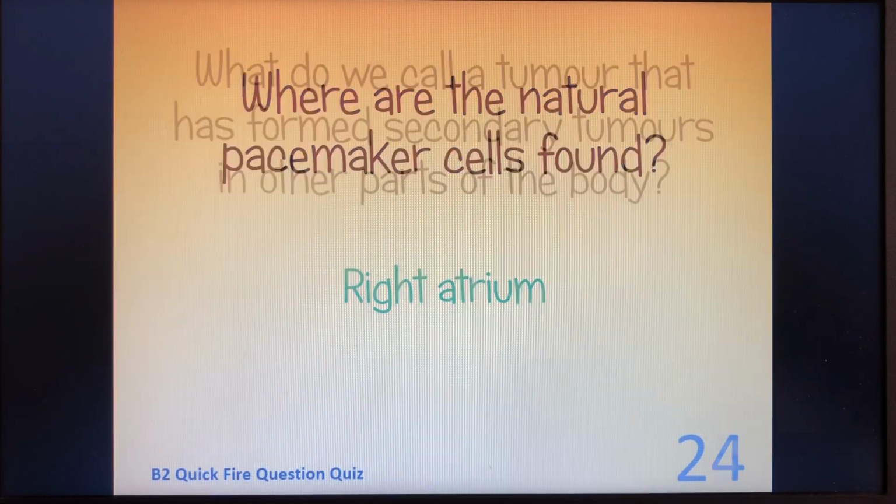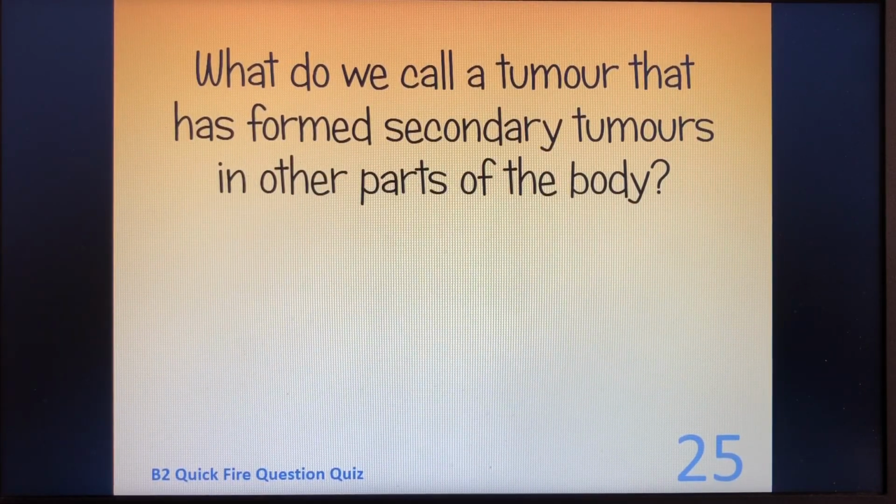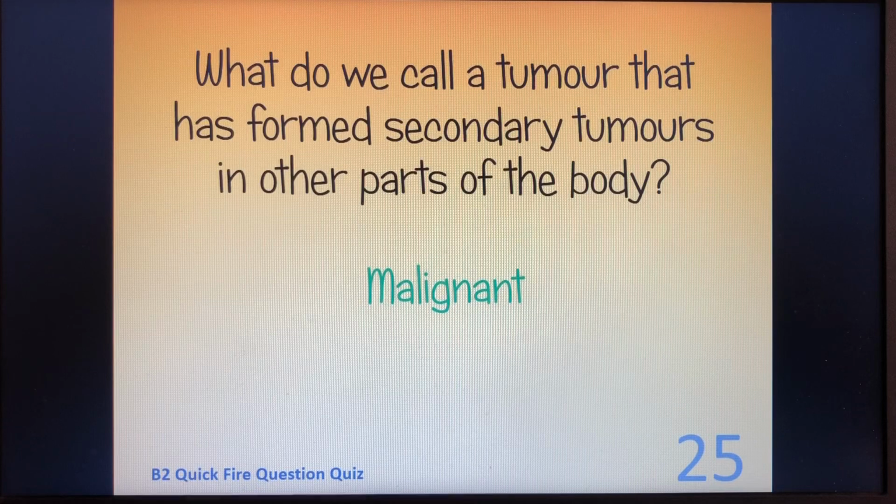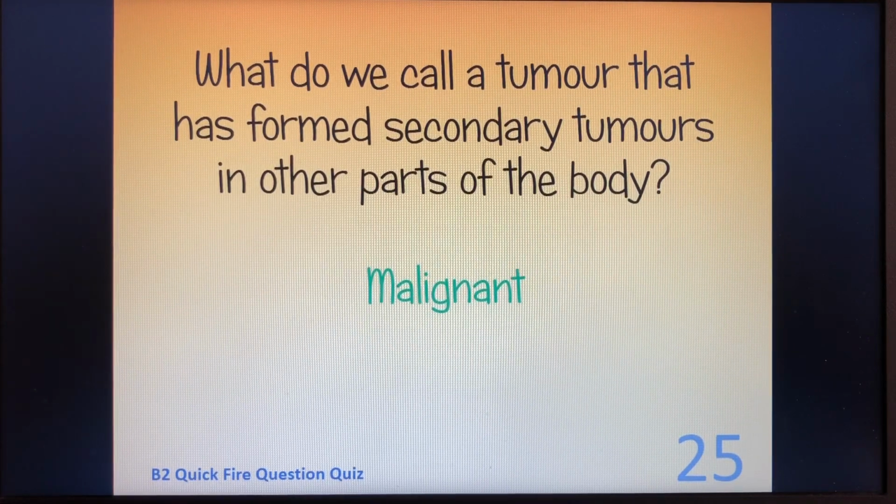Question 25. What do we call a tumour that's formed secondary tumours in other parts of the body? Okay, so 50-50, we've got two possible answers. And the answer there is malignant. Okay, that means we would refer to it as being a cancerous tumour. It is malignant.